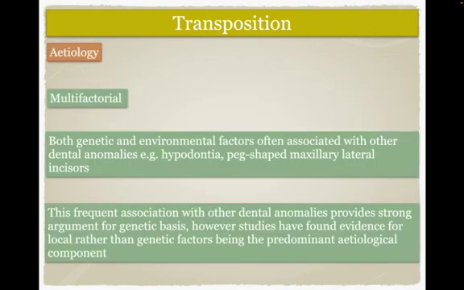Now, what is the etiology? Again, it's multifactorial. Both genetic and environmental factors have been proposed as a cause, because this kind of malocclusion may be associated with other anomalies like hypodontia and peg-shaped maxillary incisors. There is a frequent association with other dental anomalies, which again gives you a strong argument that this has a genetic background.